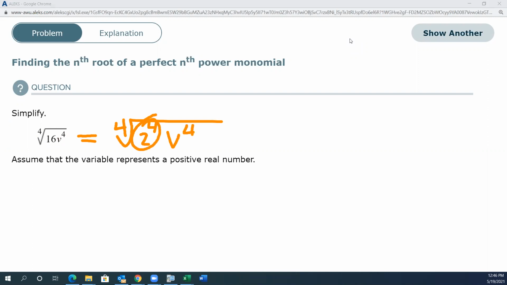So I've got one group of 2s and one group of V's, and I'm done. And that's it. Let's try another.